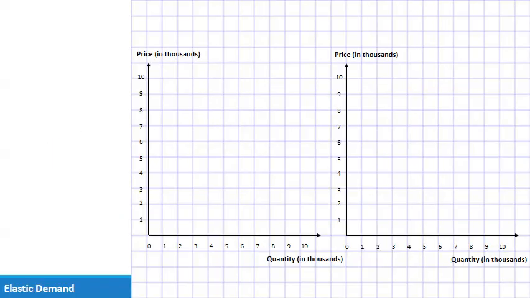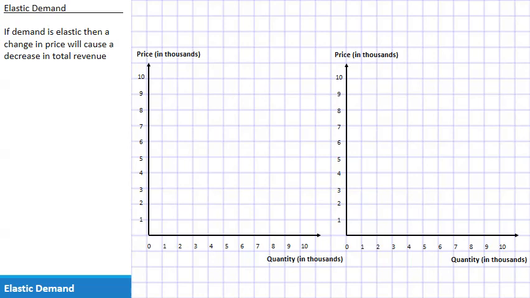Okay, so on this slide, we're going to look at elastic demand and give you an example of what elastic demand looks like. If demand is elastic, then a change in price will cause a decrease in total revenue. Okay, so make sure you remember that. If demand is elastic, then a change in price will cause a decrease in total revenue. So let's draw this line here. Now, elasticity is based on the slope of the line. It's pretty simple. When you look at this line, notice how it looks compared to when we look at an inelastic line in a second. The slope is the difference.